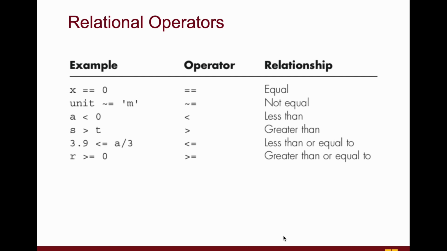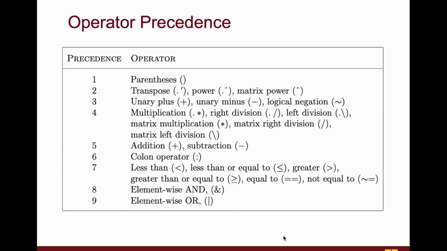So here are some more introductions of the relational operators. Some we just used, less than, greater than, not. And here is a list of all the operators' priorities. As we can see, the highest priority is given to the parentheses, and the lowest priority is given to the element-wise or.